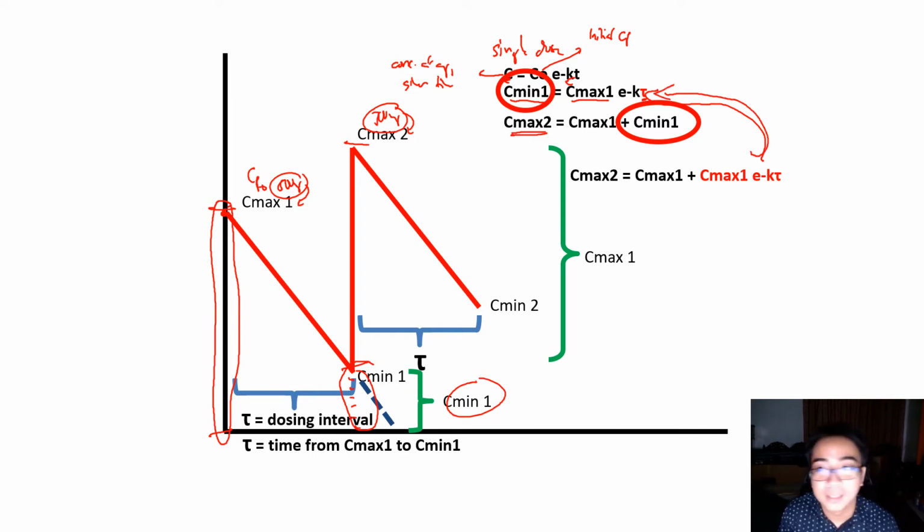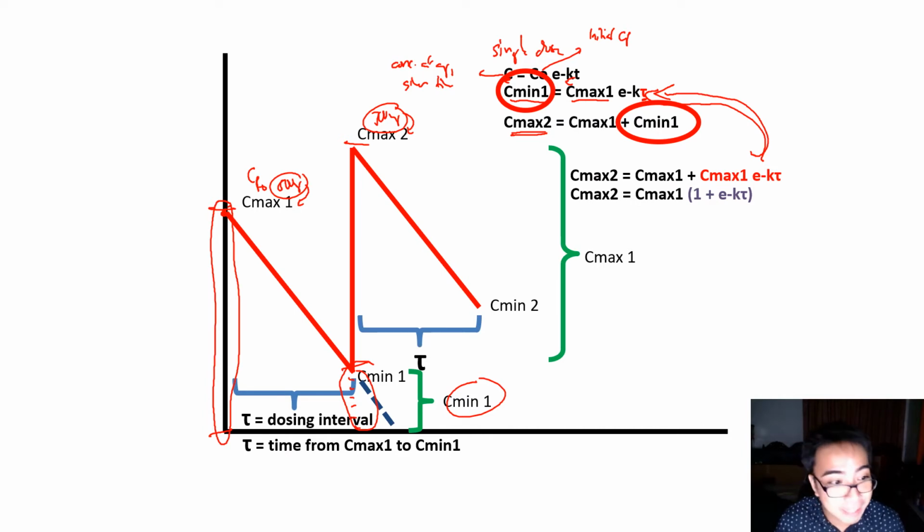So because of Cmax1 plus Cmax1 e^(-Kτ), algebraically, class, I can simplify this formula and write it as Cmax2 = Cmax1 × (1 + e^(-Kτ)). And that's the formula for Cmax2. So are we good? Now, what if, class, I give the drug multiple times?